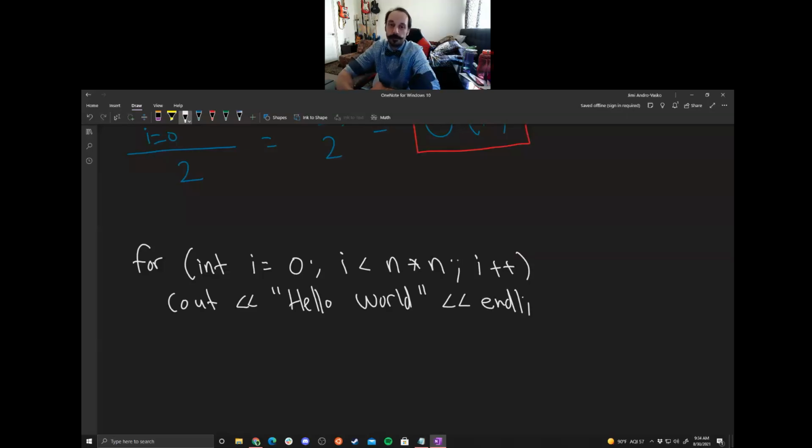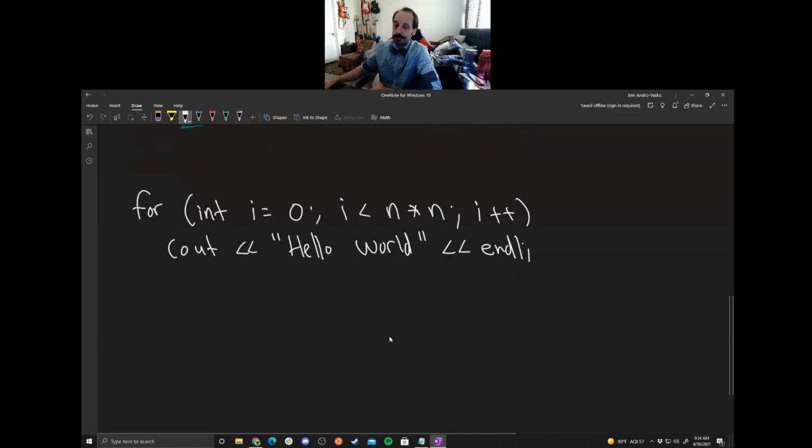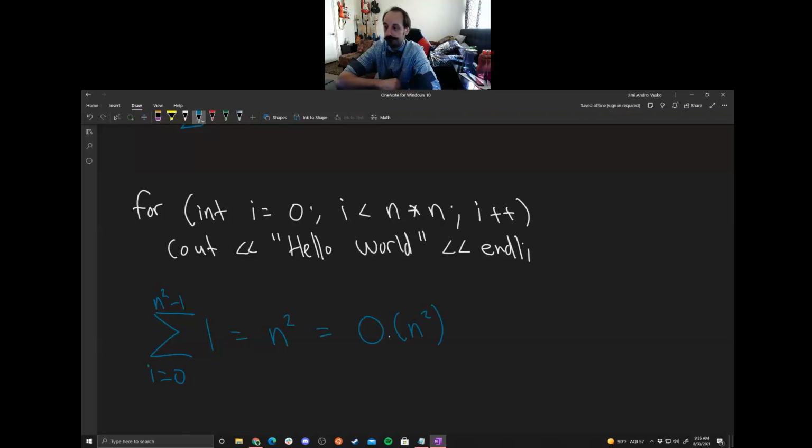Like that. So once again, you want to have a summation so we can see the number of steps here. The hello world will be a constant operation. I'll use blue to do this to be consistent. So we have I equals 0 up to n squared minus 1. So we're going to add 1 n squared number of times to give us O of n squared. So there's that. Now let's go over this example. Let's try the next one.